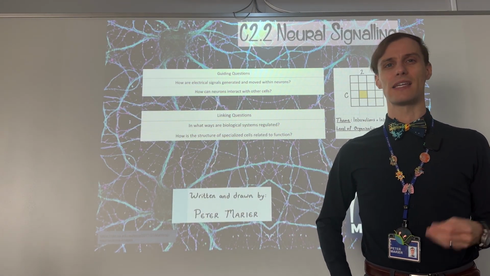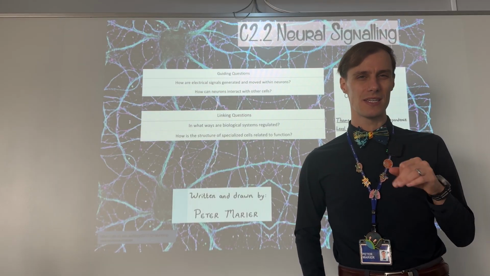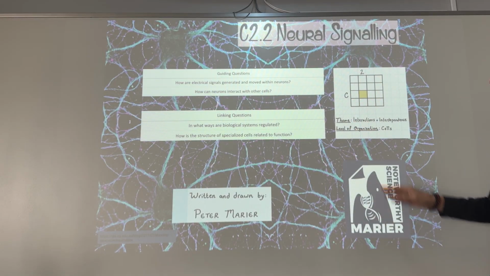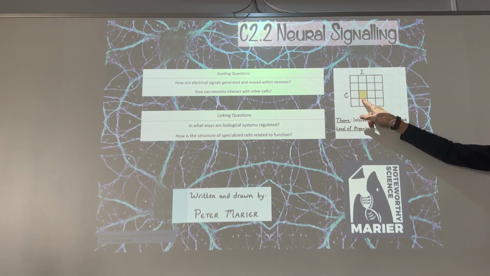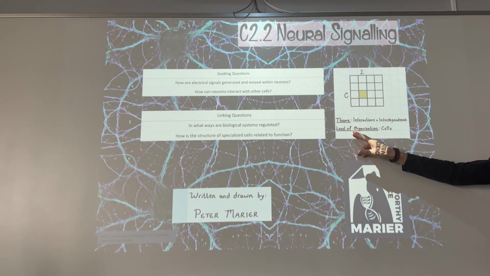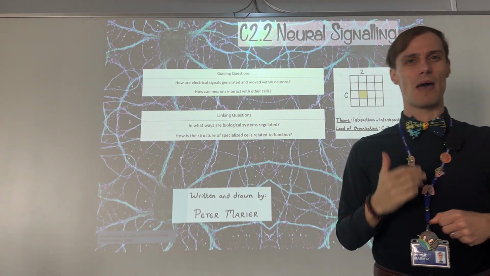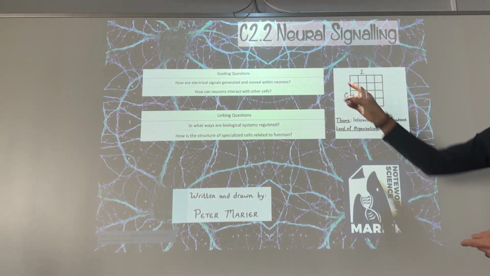Today we're going to be doing the standard level learning outcomes for subtopic C2.2 Neural Signaling. Under the curriculum matrix, this falls under theme C, interactions and interdependence, and under the level of organization of 2, cells.